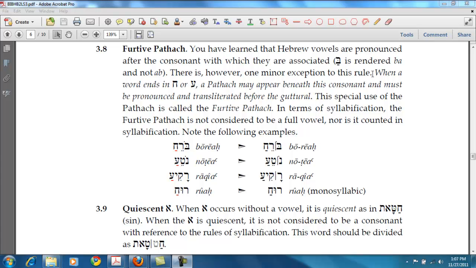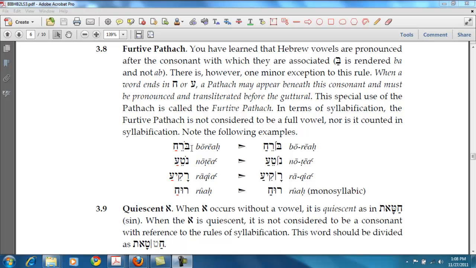So when a word ends in a chet or an ayin, a patach may appear beneath this consonant and must be pronounced and transliterated before the guttural. This special use of the patach is called the furtive patach. In terms of breaking down syllables, the furtive patach is not considered to be a full vowel, nor is it to be counted in syllabification. So note the following examples. Basically, it's not to be counted as part of a syllable. It's actually part of the last syllable here.